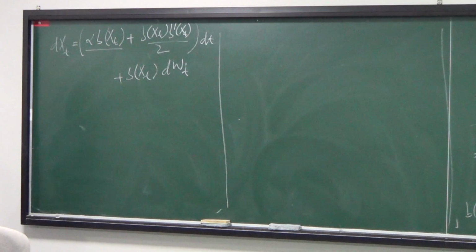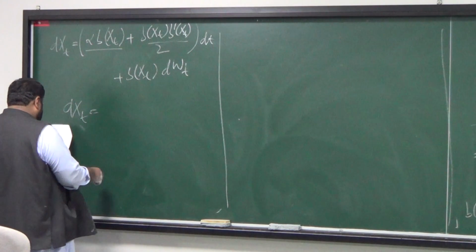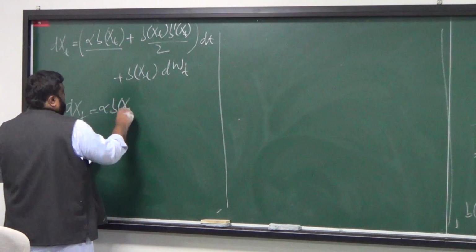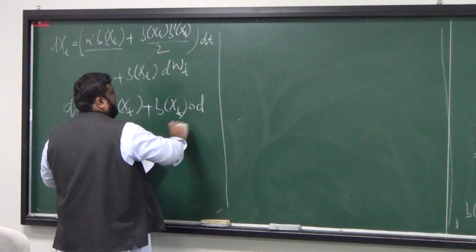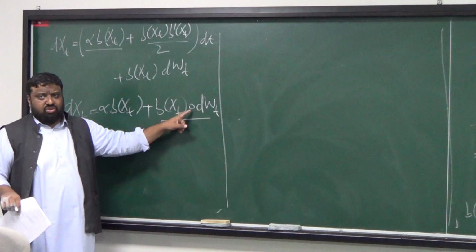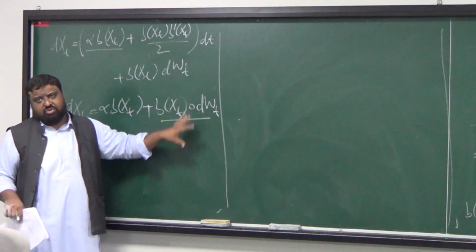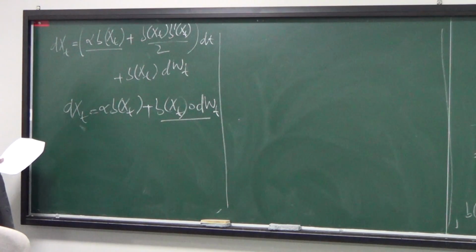Then such an equation is also reducible to a linear type SDE. I'm not writing that linear type SDE at the moment. That linear type SDE is really going to be something of this form: dX_t equals alpha b of X_t plus b of X_t, Stratonovich noise with dW_t. So our next topic is going to be to go through this Stratonovich type thing. If you don't understand it now, it's okay. So it will turn out to be such an SDE, and its solution.